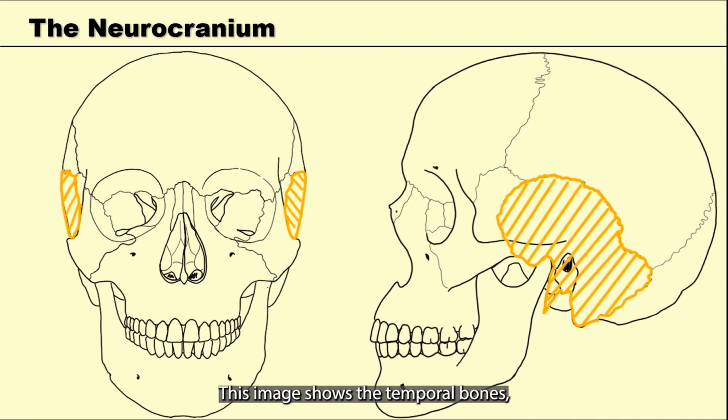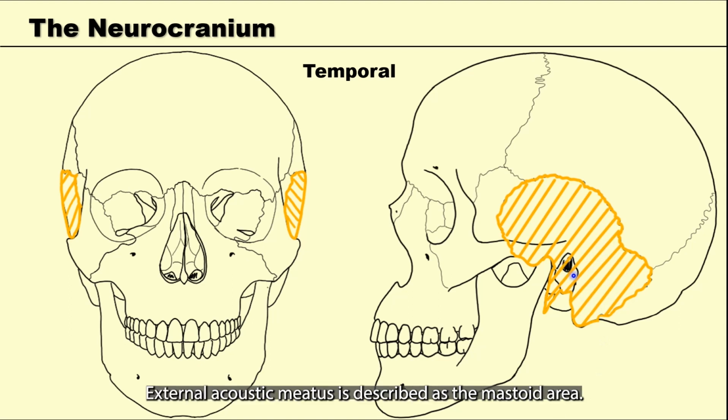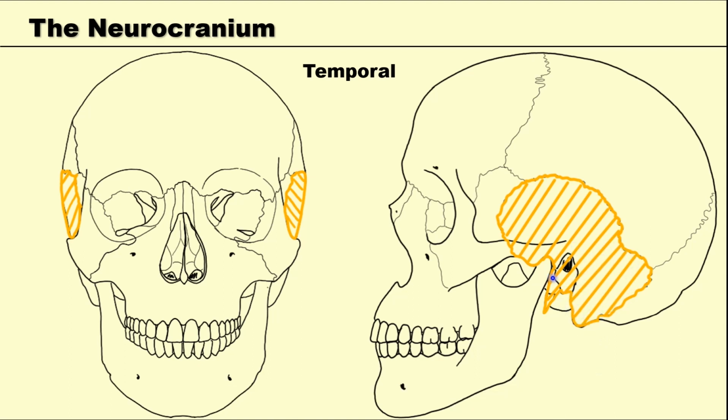This image shows the temporal bones, the bone that protects the brain from areas around the ear. This bone can be divided into two regions. The anterior part is described as the temporal area, whilst the posterior part, behind the external acoustic meatus, is described as the mastoid area, and we can see that we have this mastoid process down here and the styloid process coming just in front.